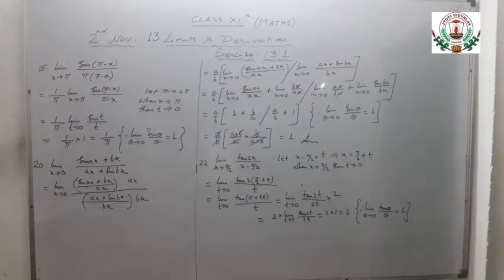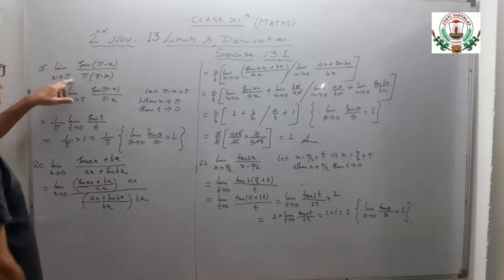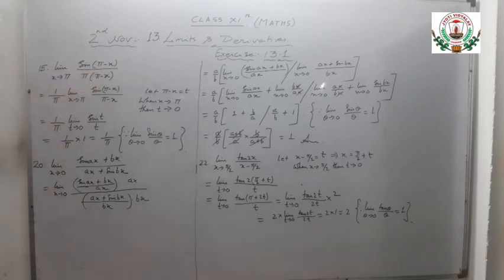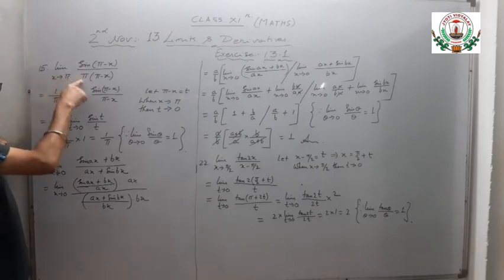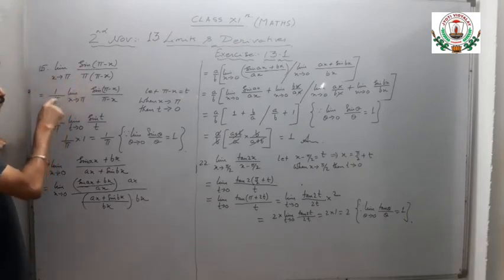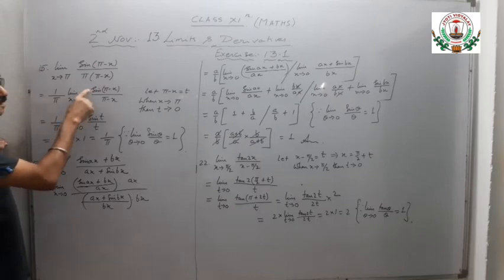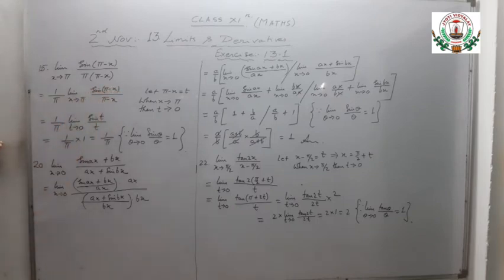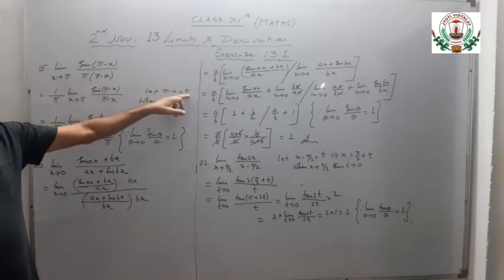Now here comes question number 15. Limit x tends to pi, sin(pi minus x) upon pi into (pi minus x). This 1 upon pi can be taken out of the limit. Limit x tends to pi, sin(pi minus x) upon (pi minus x). Let us take pi minus x as some other variable t.